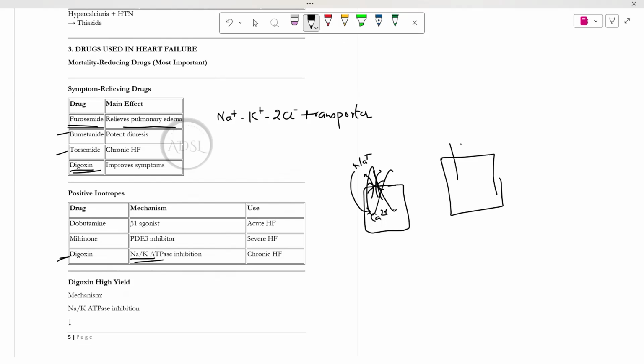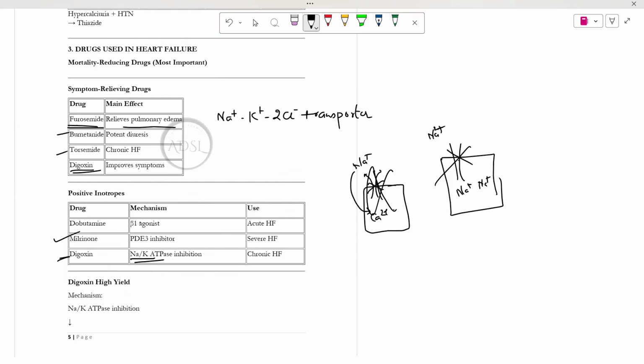So what happens is, sodium potassium ATPase, sodium is thrown out, and along with that, calcium is also getting thrown out. Now, when this sodium potassium ATPase pump is being blocked, sodium does not leave the cell. Because sodium does not leave the cell, calcium is also not thrown out. And because the calcium is not thrown out, there is more calcium inside the cell and it causes contraction.